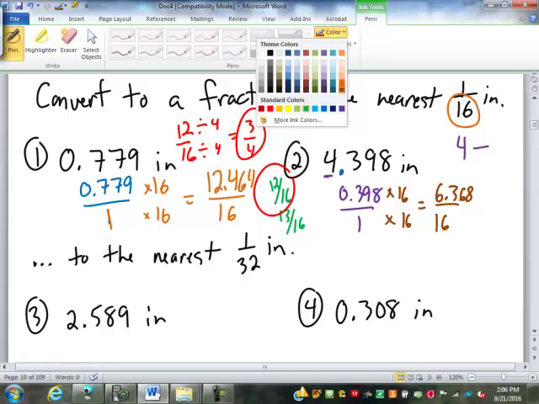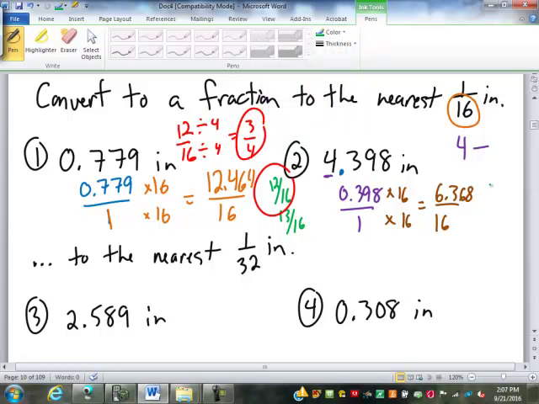So now this is telling us it's between which two ones? Okay, 6/16 and 7/16. And you're right, it is closer to the smaller one, the 6/16, and that of course will reduce. Both of those divide by 2 to get 3/8. So 4 3/8 inches. How many of you had both of the first ones right? Good. Does anybody have any questions on how to do those?